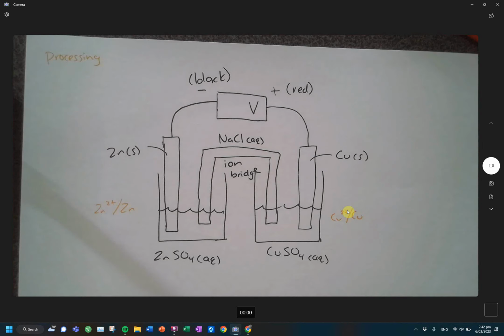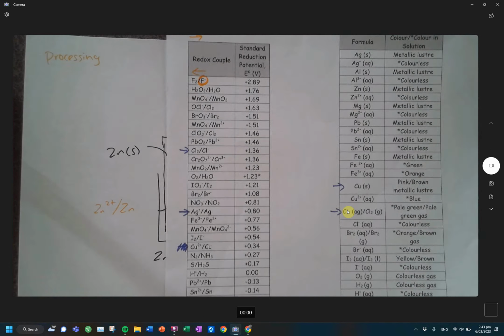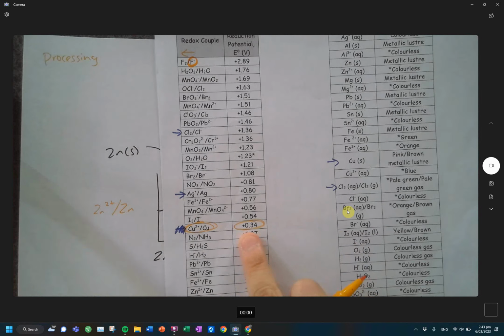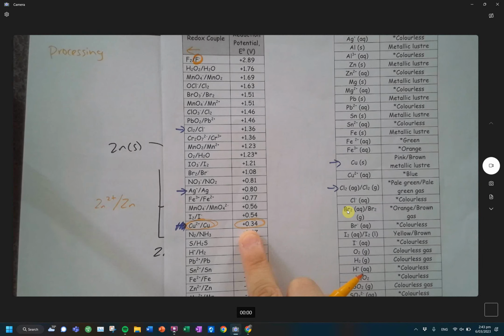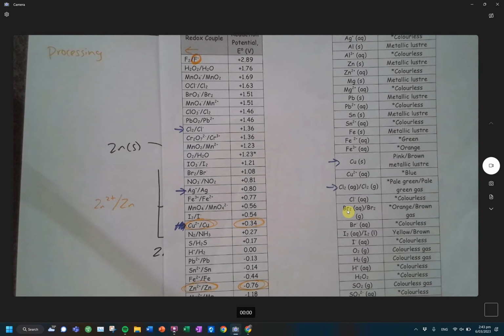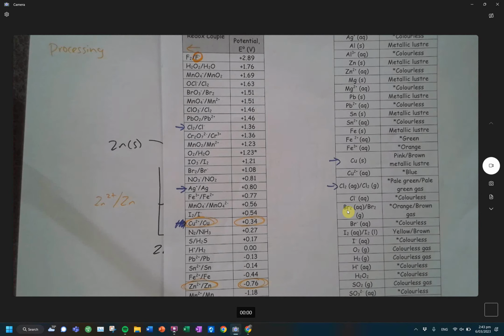All right. Like I said, this one is not as simple as going from ion to element. One is going to do one and the other is going to do the other. The way I figure that out is by using the standard reduction potentials. So I'm going to be looking for copper, and I see that copper has a standard reduction potential of 0.34, and I'm going to be looking for zinc, and I see that zinc has a standard reduction potential of negative 0.76.